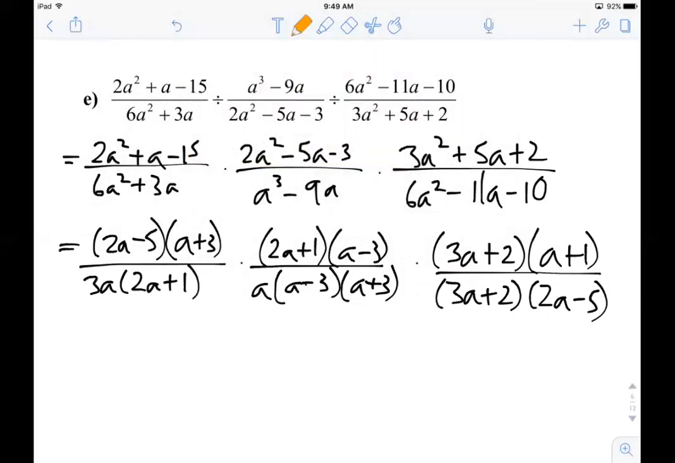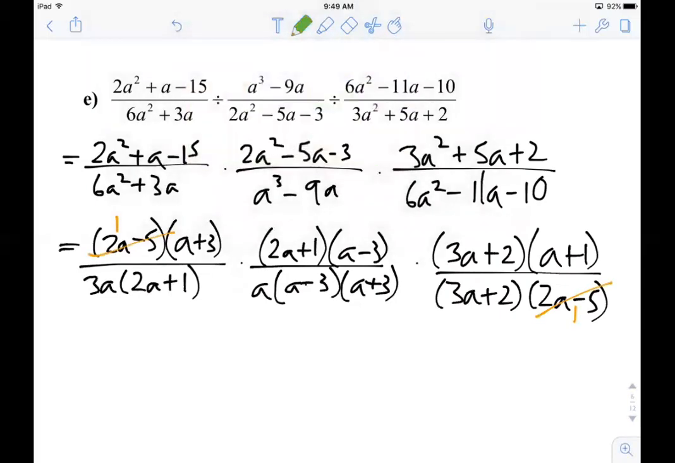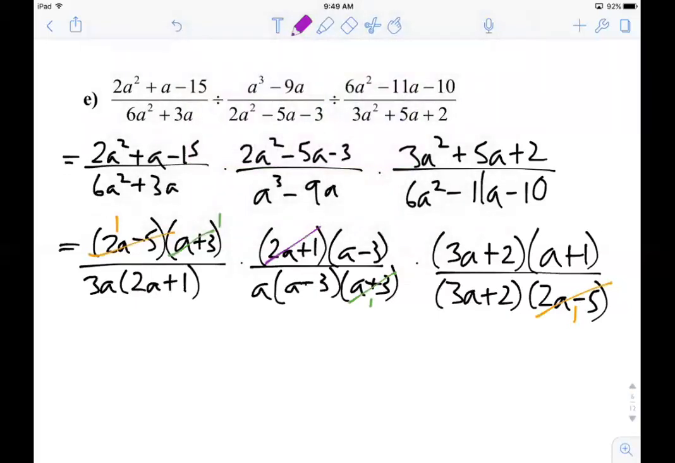So where are some common factors that we can identify? Well, here's a 2a minus 5 that I can divide on top of this one, as long as I do the same over here with this one. What else can I find? Well, I have an a plus 3 over here, so I'll divide by that on top, and I find an a plus 3 on the bottom. I can divide that as well. Let's keep using different colors. We have a 2a plus 1 here. I can divide that on top and divide the bottom by the same thing as well. I find another one there.